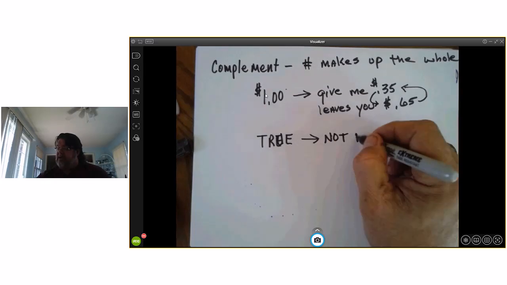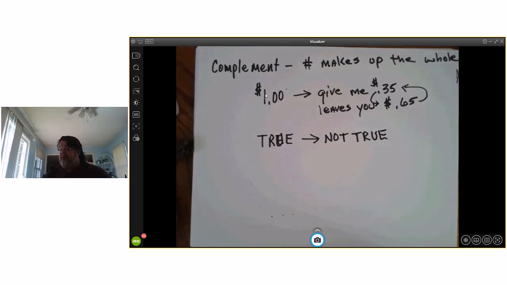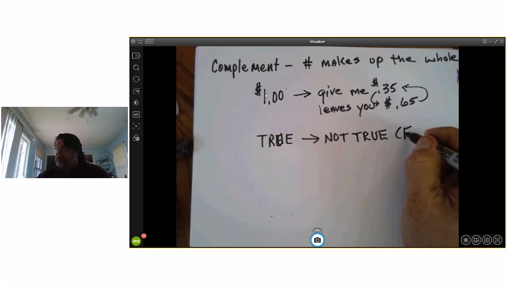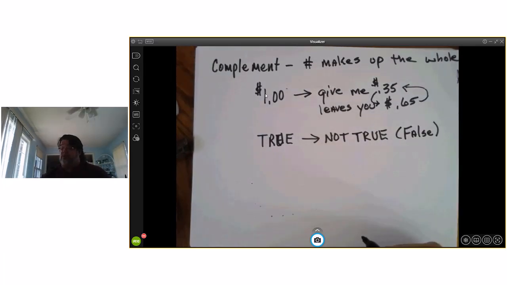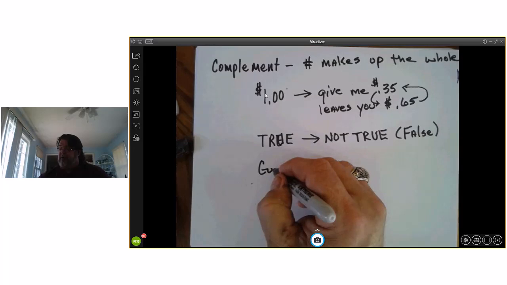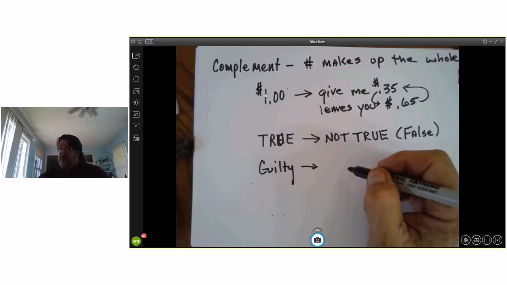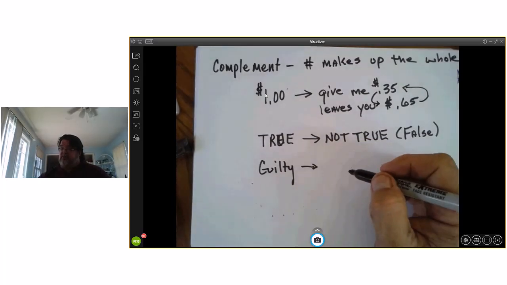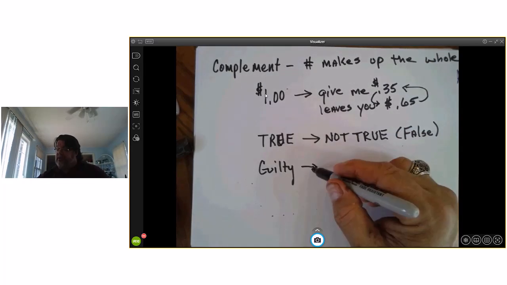Some people may say false. If you talk to a statistician, they'll probably cringe. But since this is the introductory level, we'll say false. The complement of guilty, be careful here. A lot of people here would say innocent. No, innocent shouldn't even. The opposite of guilty is not guilty.